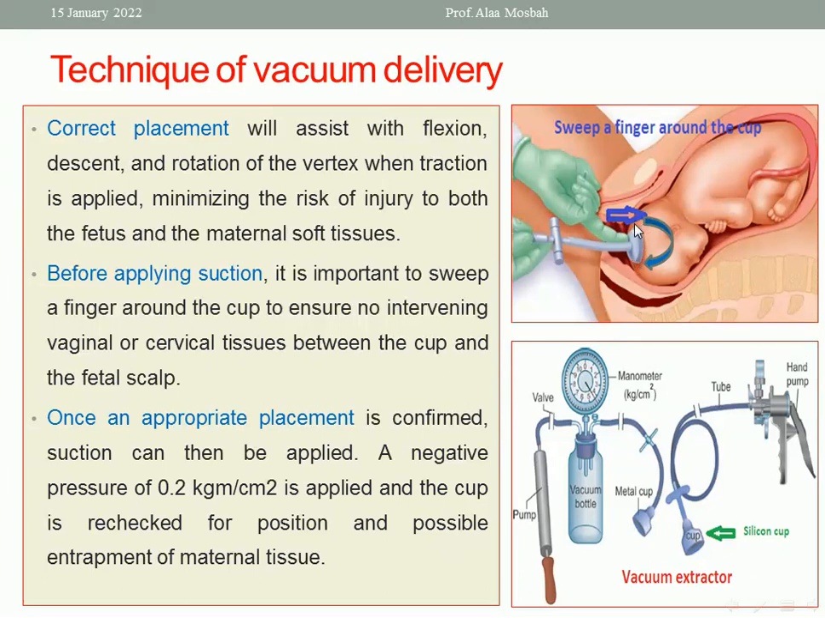Why? To be sure that there is no intervening cervical or vaginal tissue between the scalp and the cup. Okay? So move your finger all around to be sure there is no intervening vaginal or cervical tissue. Then ask the assistant to start using a pump for negative pressure, suction.